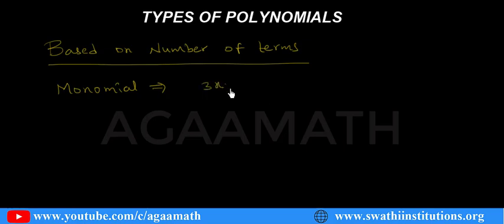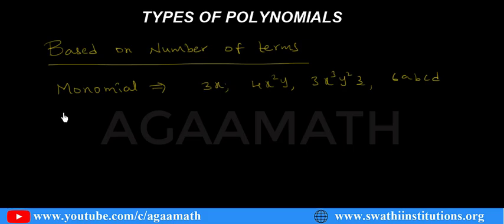For example, 3x is one term, or 4x square y is one term, and 3x cube y square z, or 6abcd. So these are all single terms. An expression like a polynomial having a single term. A polynomial having only one term or a single term is said to be a monomial. You can note it down. So you can remember, mono means single, and a polynomial having a single term is said to be a monomial.